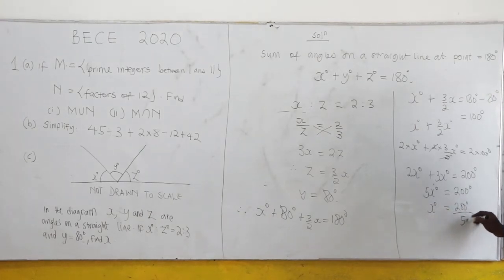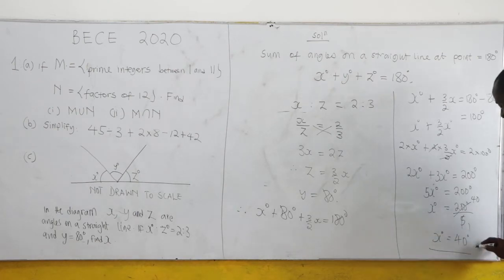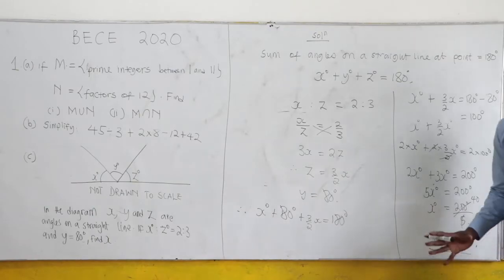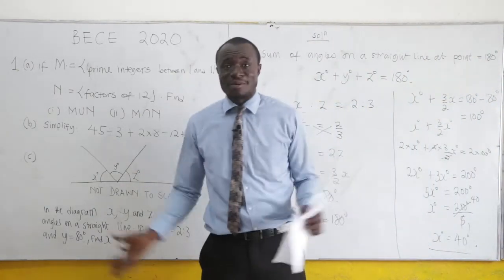all over 5. What did I do? Divided both sides by that. And this will go 1, this will go here 40. So we have our x equal to 40 degrees. That is also interesting and very, very simple. So that is all for our question 1.